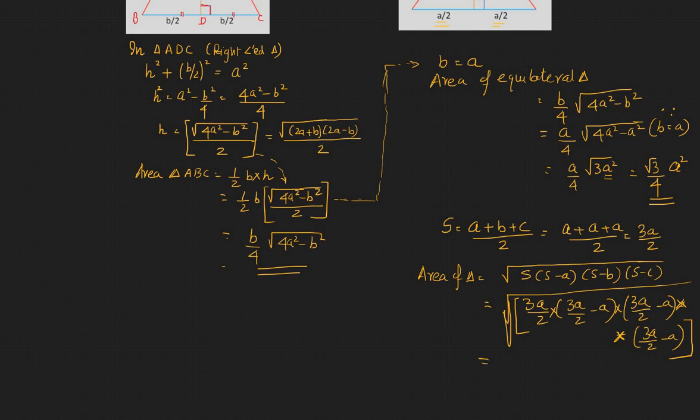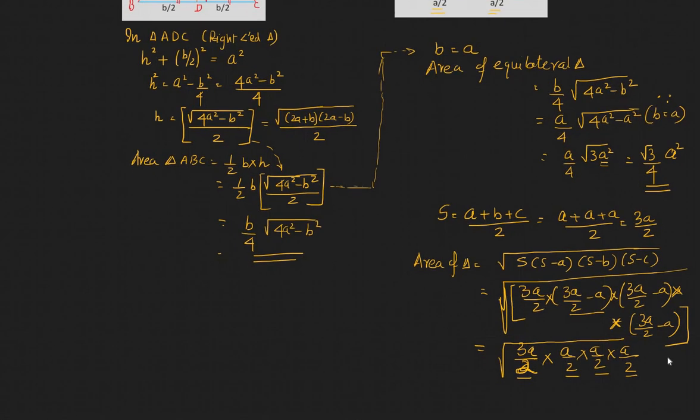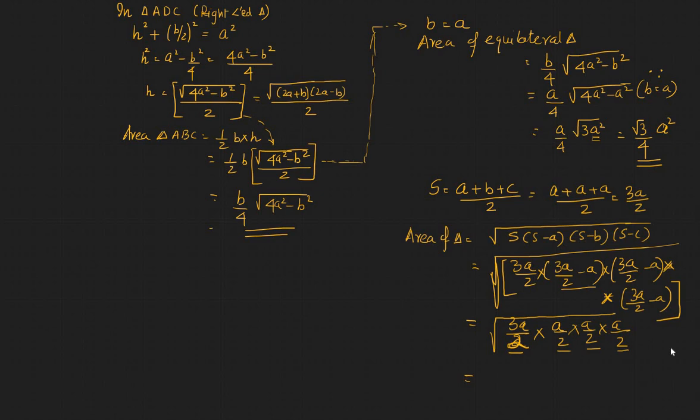Okay, so what you have is this will reduce to the following: square root of 3a by 2 into a by 2, because 3a by 2 minus a is a by 2, into a by 2 into a by 2. So you have basically 4a by 2 in the bottom. So you can take two of them outside, and you can say that this is equal to the square root of 3, and in the bottom you can take 4 into 4, so square root of 4 into 4 is 4. And in the top you can see there is a, 2a, 3a, 4a, so into the square root of a to the power 4. So that is root 3 by 4 into a squared. So that is the area of the equilateral triangle.